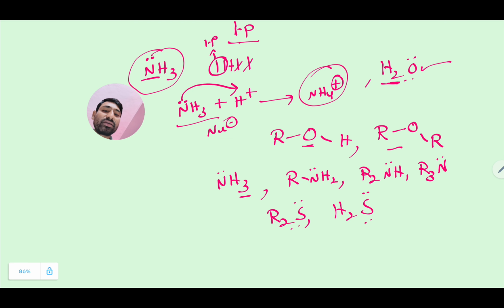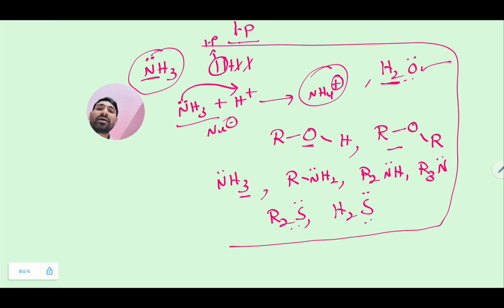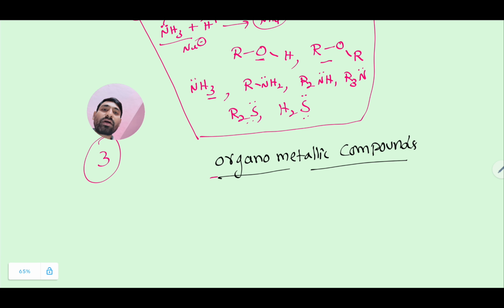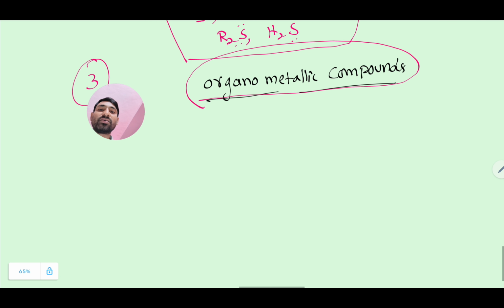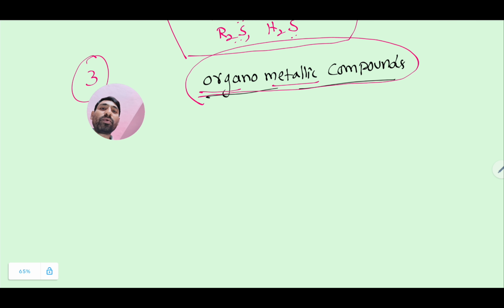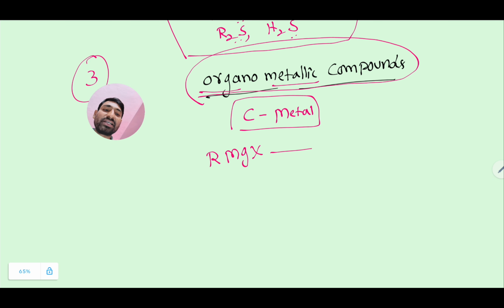So they can donate their pair of electrons and act as nucleophiles, guys. Organometallic compounds act as nucleophiles. What is meant by an organometallic compound? If a carbon is linked with a metal, those compounds are called organometallic compounds. For example, RMgX, which we call a Grignard reagent.